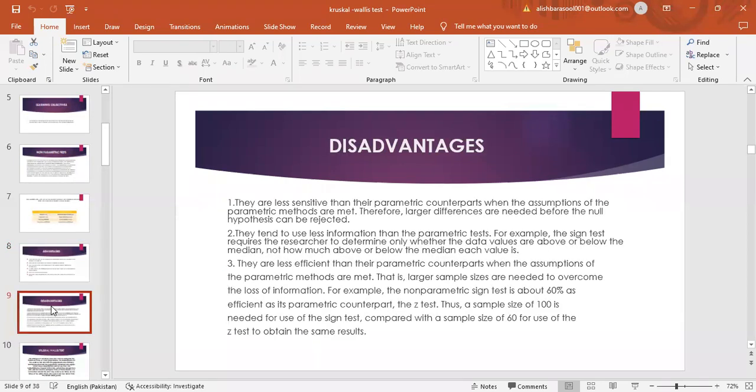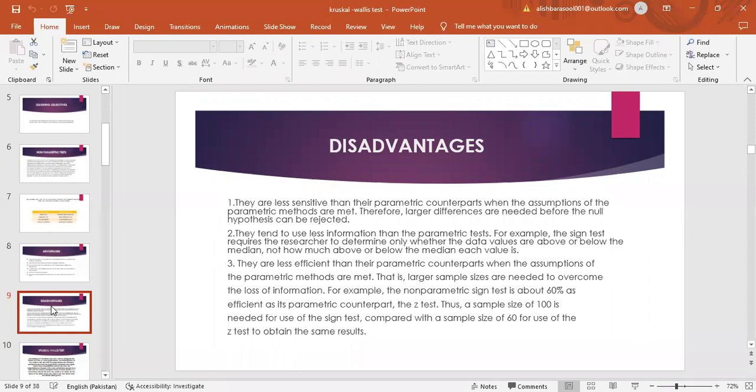Disadvantages. They are less sensitive than their parametric counterparts when the assumptions of the parametric methods are met. Therefore, large differences are needed before the null hypothesis can be rejected. They tend to use less information than the parametric tests. For example, the sign test requires the researcher to determine only whether the data values are above or below the median and not how much above or below the median each value is.